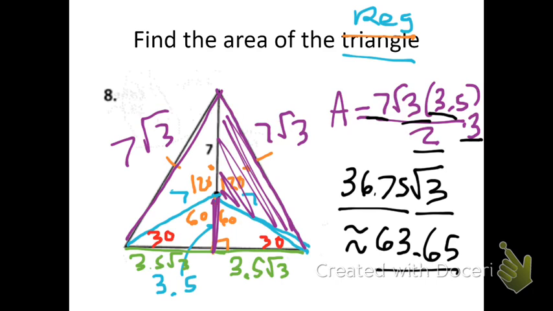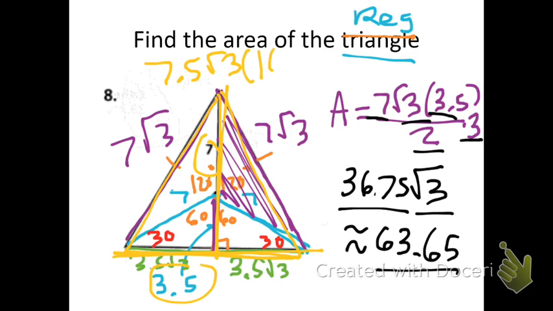Now the other way you could do it is to just look at this as one big triangle, and then do the length of the base, which would be 7.5 root 3, times the height, which would be 7 plus 3.5, so times 10.5, and then divide it by 2. And when you multiply 7.5 times 10.5 together and divide by 2, we get the same answer as we did here.